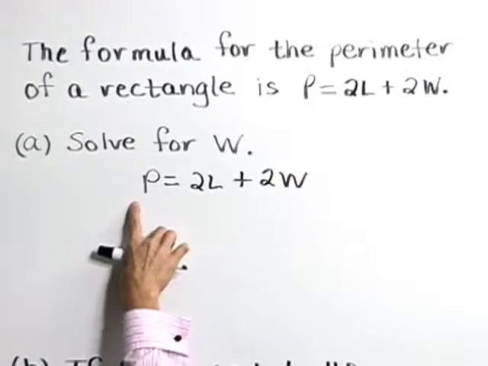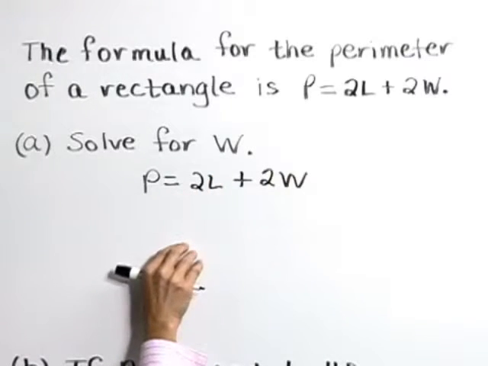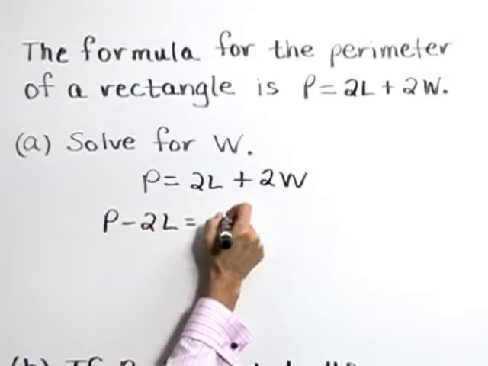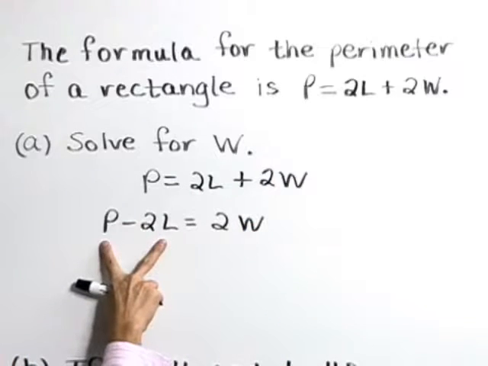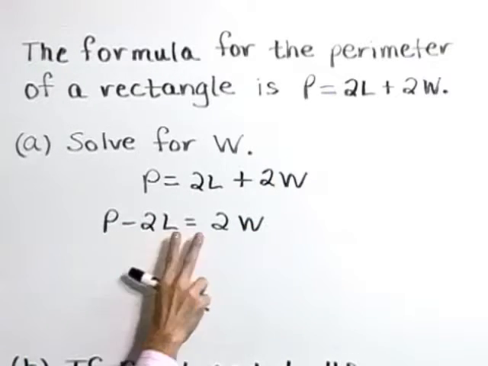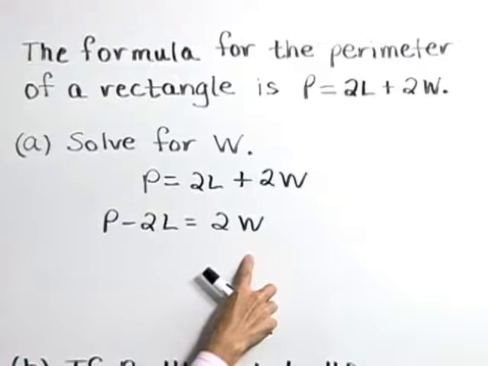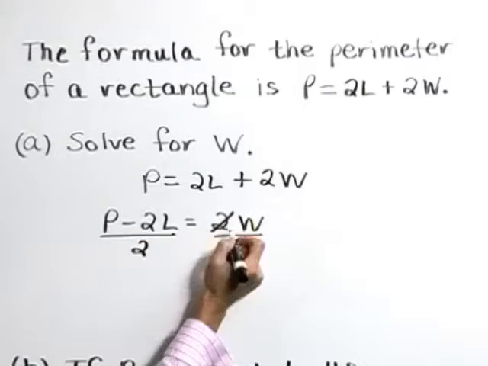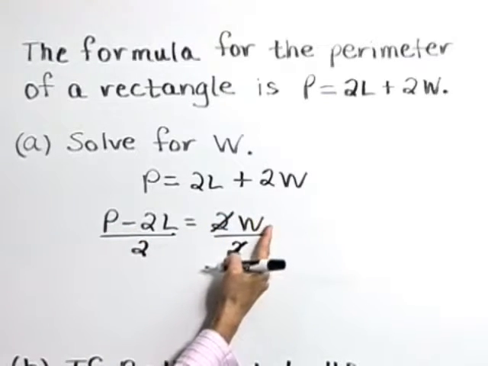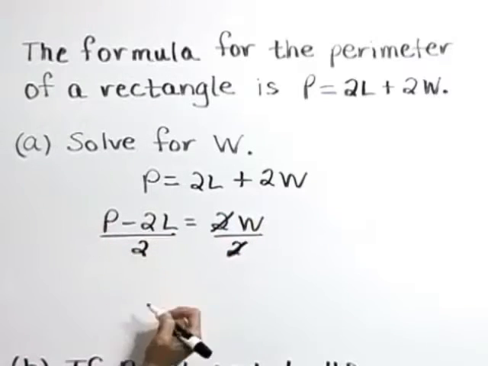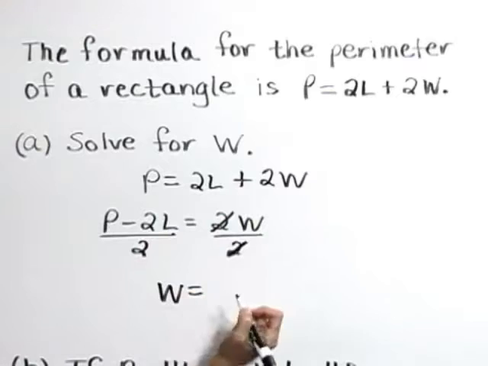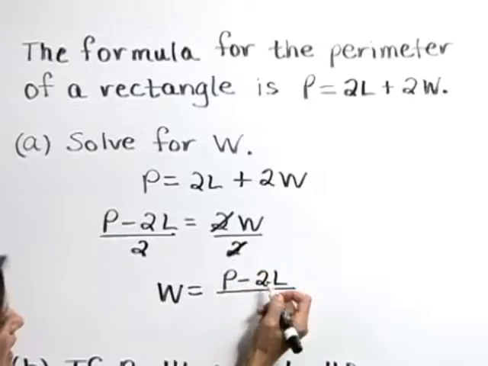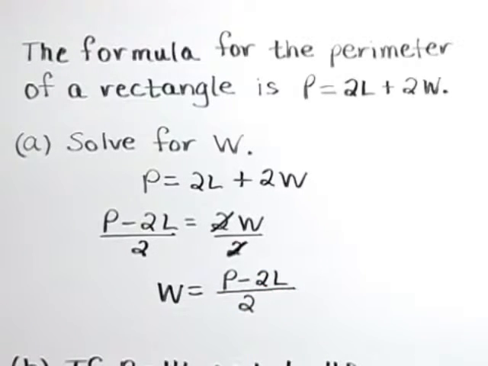So let's start by subtracting 2L from both sides, canceling it off the right, moving it to the left in the form of P minus 2L. These terms are not alike, so we can't combine them. Continuing to solve for W, let's divide both sides by 2 so that it cancels from the right. And we have W is equal to P minus 2L over 2. I'm going to write that with the W on the left. W is equal to P minus 2L quantity, or that entire expression, over 2.